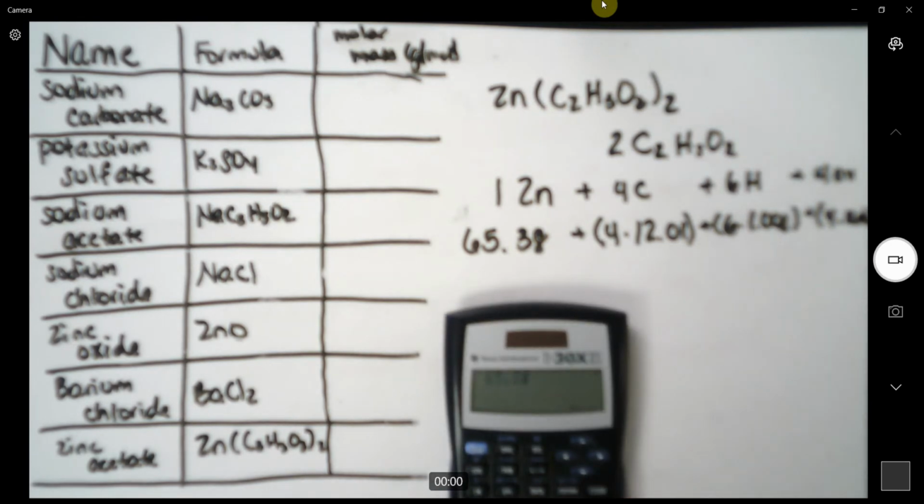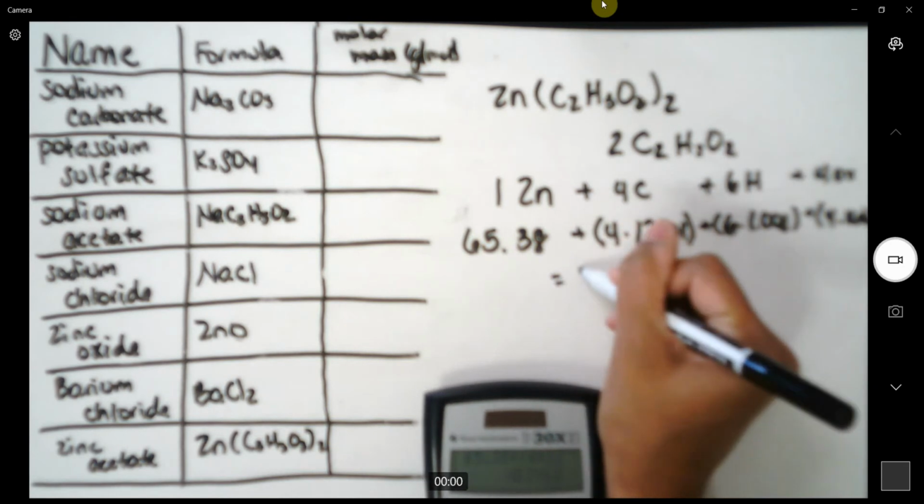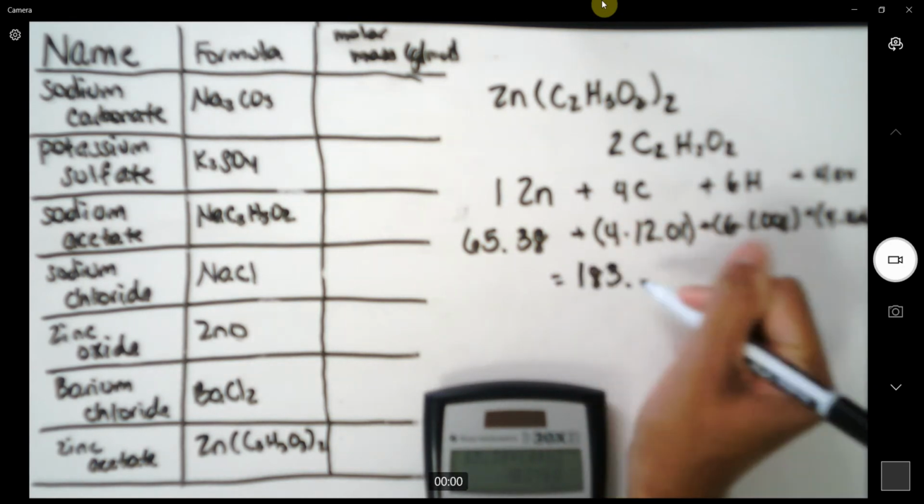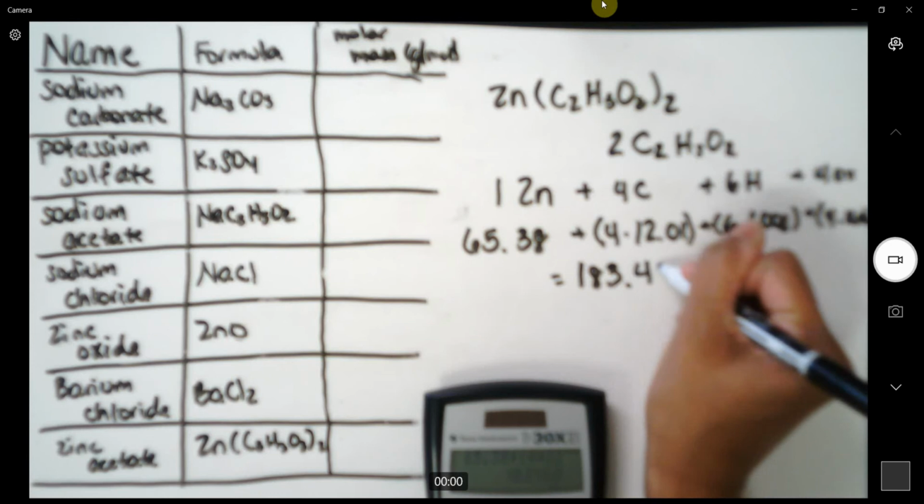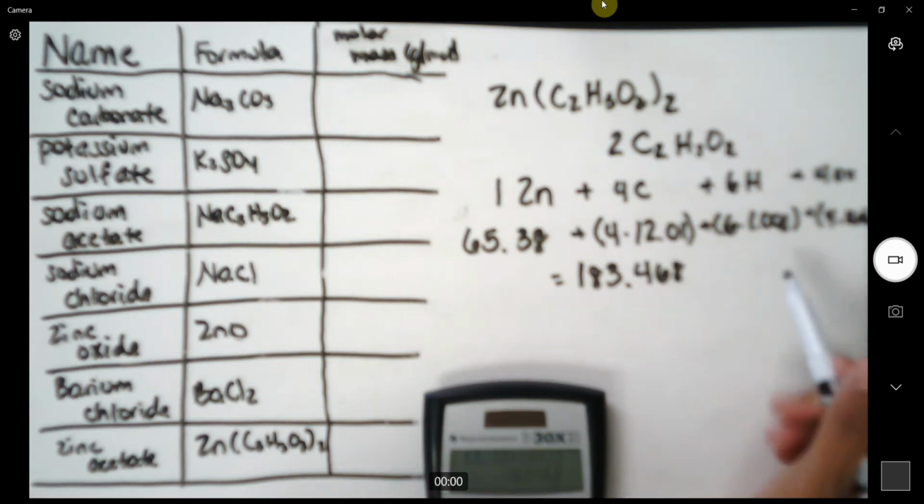Throwing this into my calculator, which might be difficult for you guys to see, we have 65.38 plus, and then in parentheses, 4 times 12.01 plus 6 times 1.008. We can't forget those numbers at the end either, my dears. And then 4 times the 16.00. Because it's 0.00 at the end, I can just throw in 16. So we know the molar mass for zinc acetate is 183.468. That's what's in my calculator, but I got to look at sig figs.